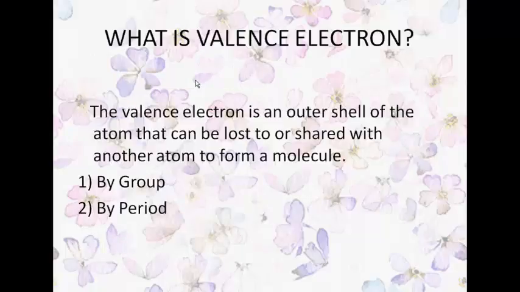where the valence electron is the electron in the outer shell of the atom that can be lost to or shared with another atom to form a molecule. Now we shall understand the valence electron, the property of the element, in two phases. First by group, and then we shall learn about this property by period, that is the positioning of the element by group and by period with the property of valence electron.